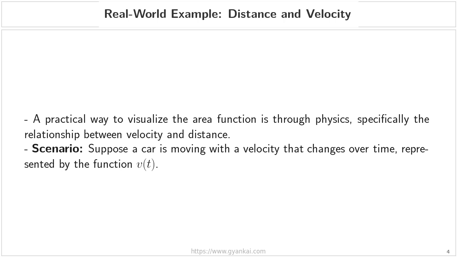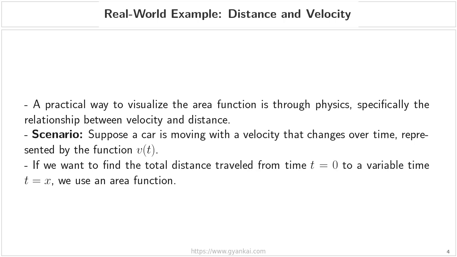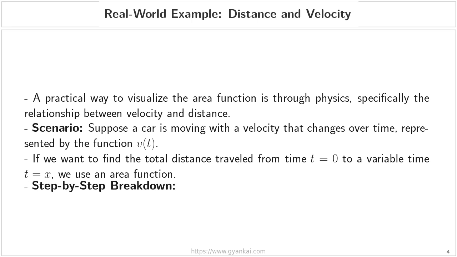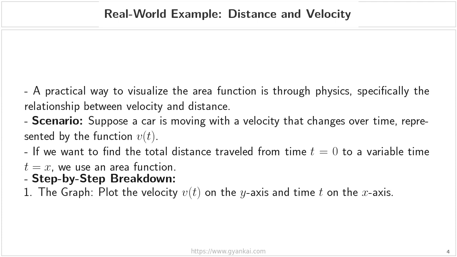We can represent the car's changing velocity as a function of time, which we'll call v(t). Remember, v(t) means the velocity at a specific time t. Now, if we want to calculate the total distance the car has traveled from a starting time of 0 up to some later time, which we'll call x, that's where the area function comes in. Let's break down how to apply it step by step. First, visualize a graph. We'll plot time t on the horizontal axis, that's our x-axis, and the car's velocity v(t) on the vertical axis, that's our y-axis.